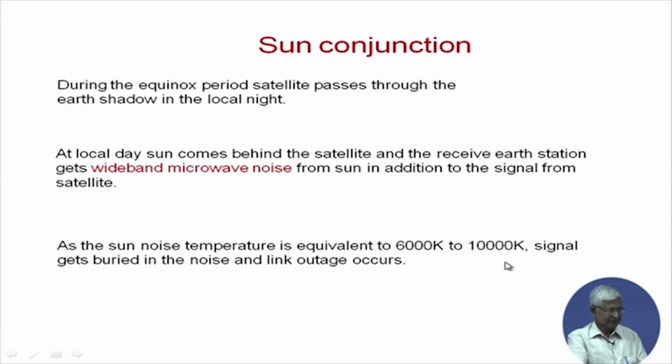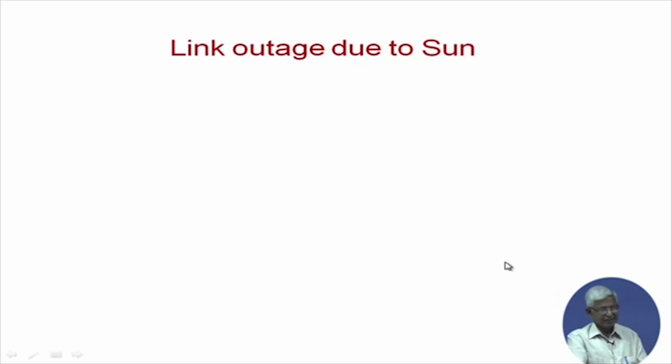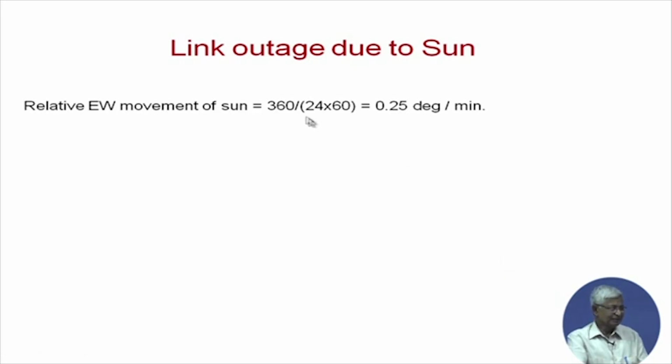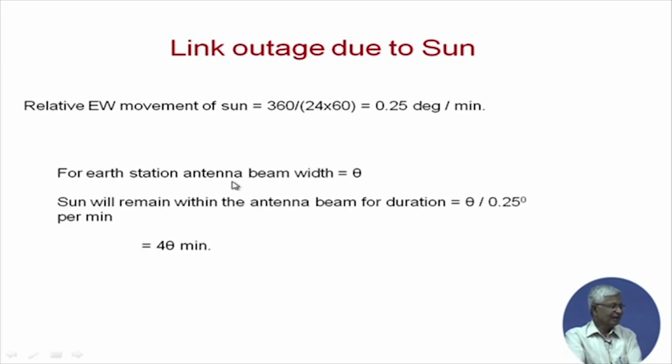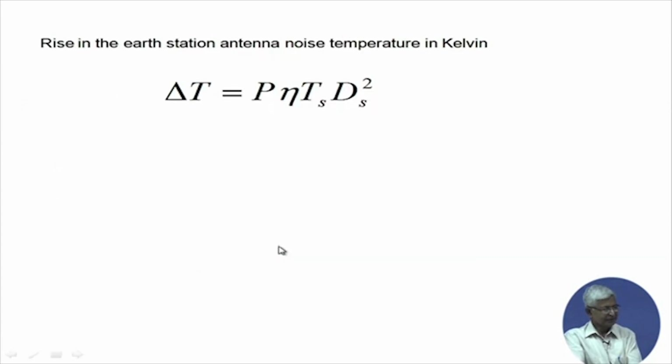Now this can be calculated, how much it is, and during that time the link will be out. What is the time? It is the relative movement, that is the east-west movement of the sun, 360 degree by 24 hours 60 minutes, which is 0.25 degree per minute. As if the sun is moving, actually the earth is moving. And if the earth station antenna beamwidth is theta, the sun will remain within the antenna beam for the duration theta by 0.25 degree per minute, that is 4 theta minutes.